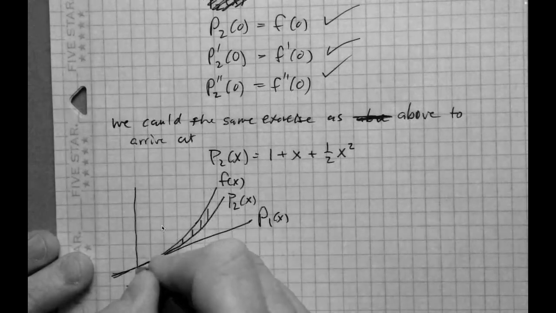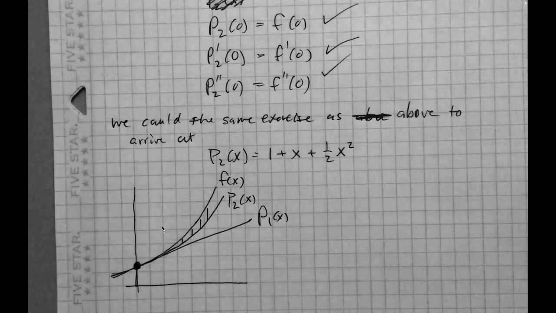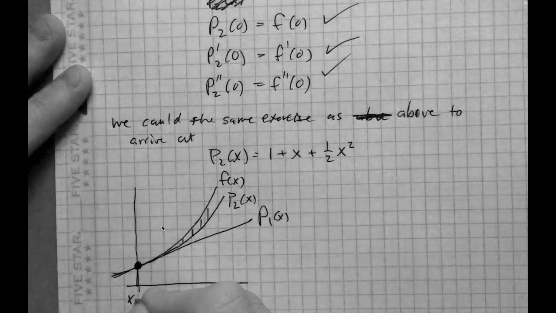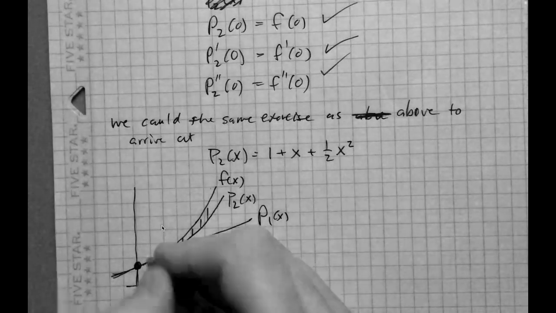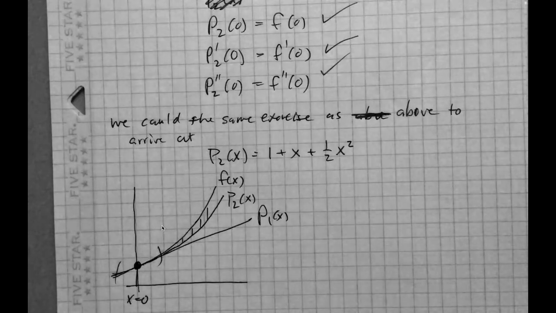And not only here where it's centered, but also further out. Right? You should expect the approximation to be better for a wider neighborhood of c. Well, in this case, x equals 0. Okay, so maybe out to here it's reasonable now.